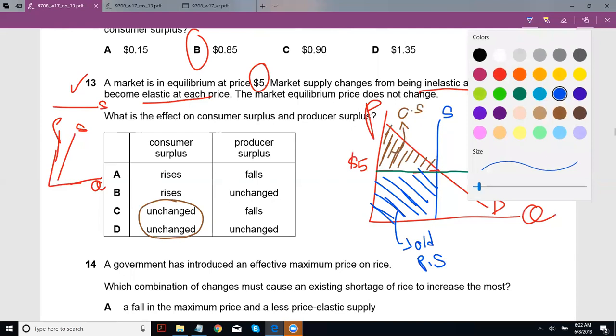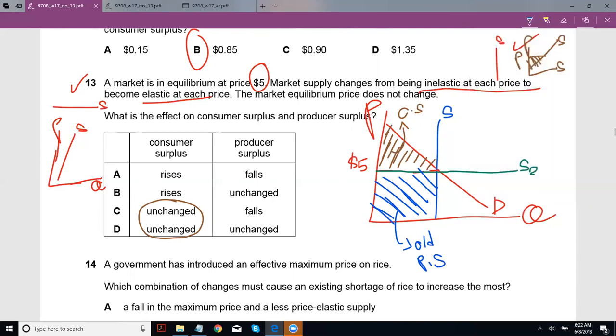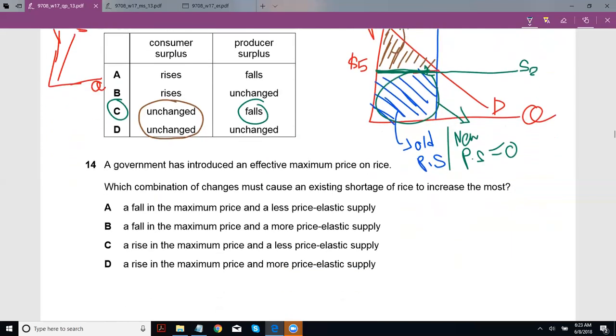Now with the new producer surplus, the issue here is that there is none, because if you look at above the supply curve but below the equilibrium price, the supply curve kind of looks at the equilibrium price. So it's like it coincides with it. So the new producer surplus is basically zero. So you've gone from some producer surplus to no producer surplus. So producer surplus has clearly decreased or fallen, giving you C.